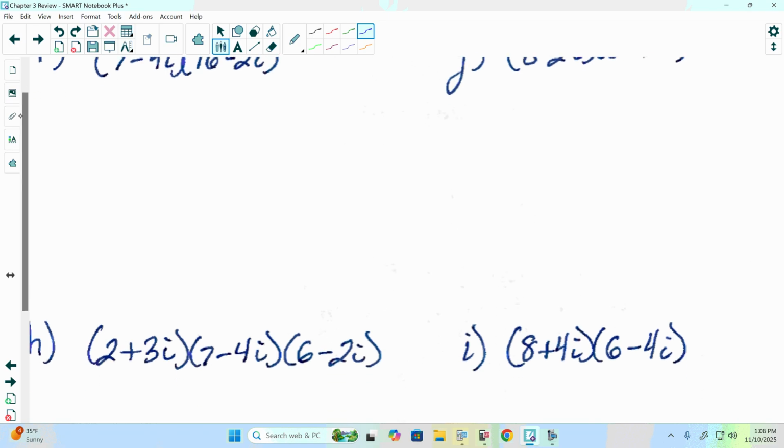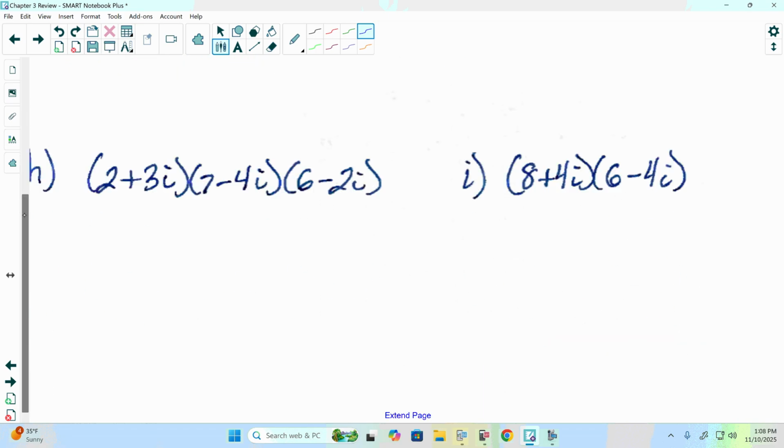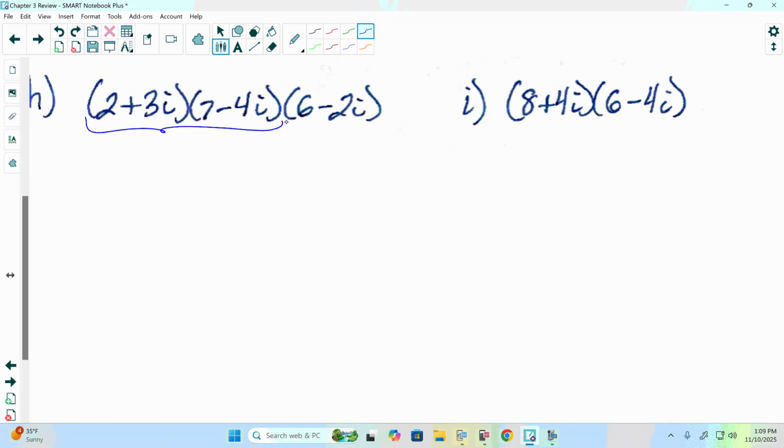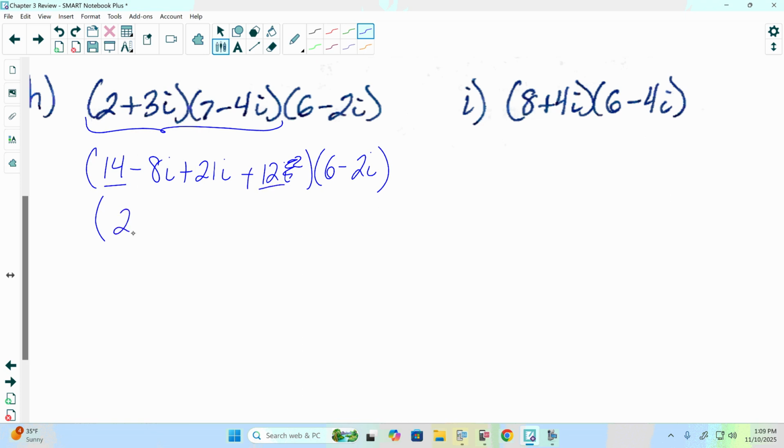Multiplication, F, G, H, or I, which one do y'all want to look at? Because if we were doing H by hand, if we were actually working this out, the first thing we would do is multiply these two out. You don't have to write this, because it'd be 14 minus 8i plus 21i minus 12i squared. Combine like terms, well, i squared is going to be negative 1, making that plus 12. 14 plus 12 would be 26, plus 13i.